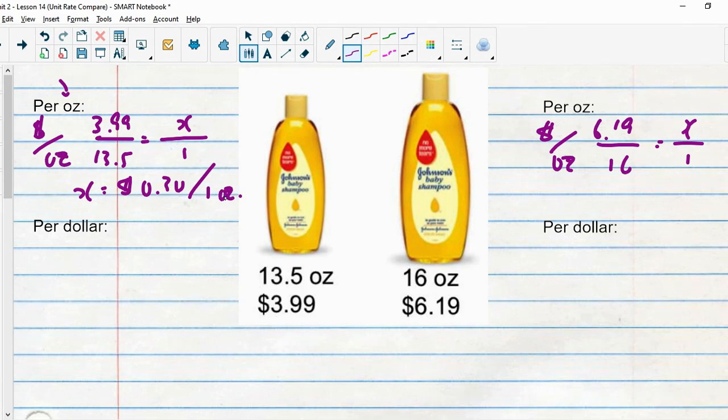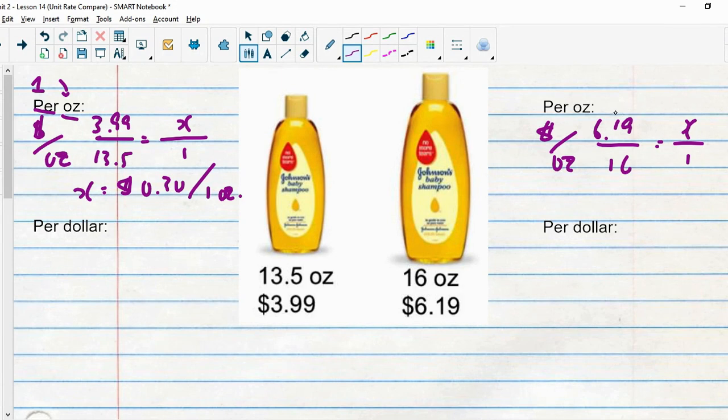All right. So for 1 ounce, in this case, per ounce, right? 1 ounce is 30 cents. So if you want to go to the, I don't know, the factory of Johnson and Johnson's, and you say, hey, I want only 1 ounce of your baby shampoo, they're gonna charge you 30 cents. Okay, think of it like that.